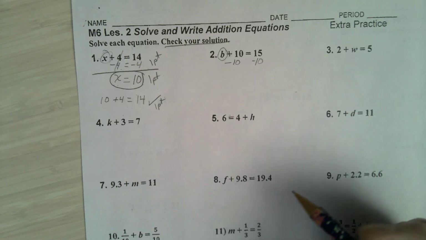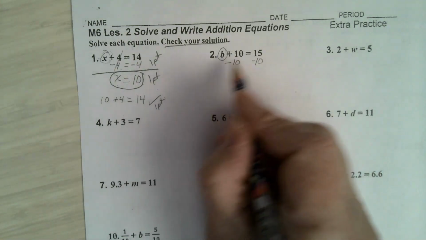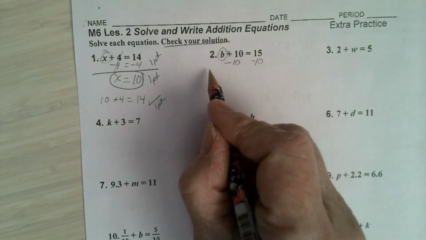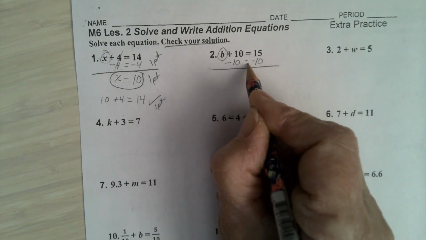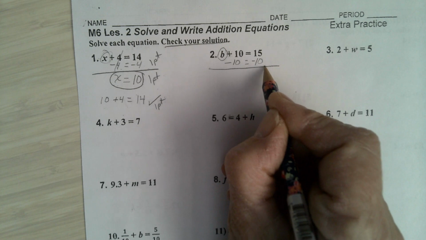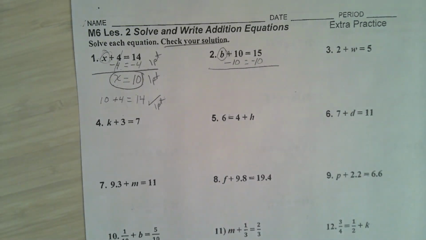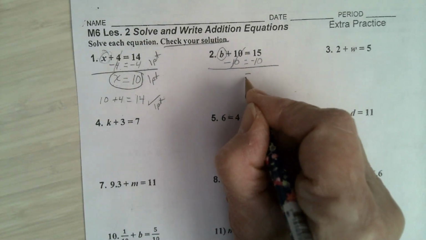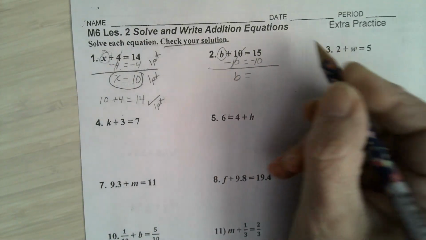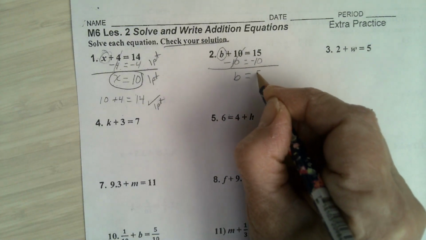Now let's look at number 2. We already determined that the inverse operation of adding 10 is subtracting 10. So you subtract 10 to the left and the right side of the equal sign, which makes the equation. Cancel. Bring down the equal sign. B equals 15 minus 10 is 5.